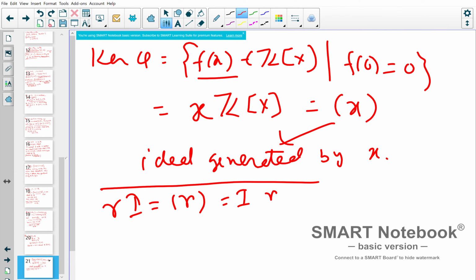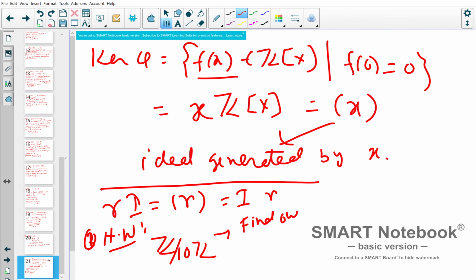There are plenty of such examples that you can easily find for fine-tuning also. You can do this as homework. Third example: suppose this is Z mod 10Z. Now find all the ideals in Z mod 10Z. Find out how many ideals there are. These are small problems you can ask and do.